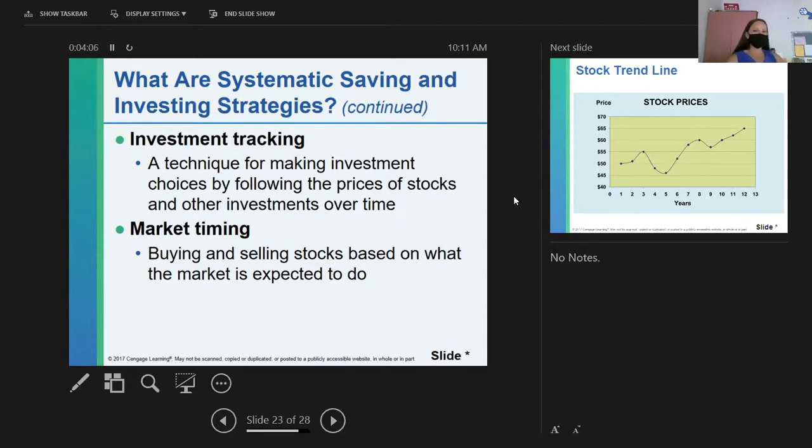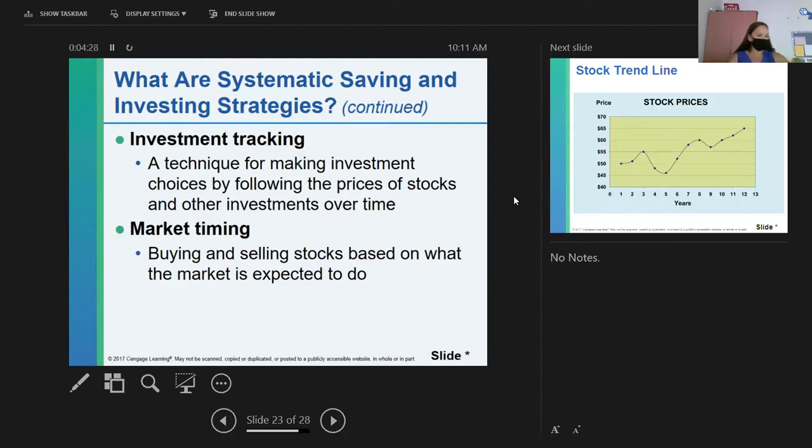Oftentimes people keep charts or graphs of some sort to kind of follow along, and we'll see that on the next slide. Market timing, we've talked about a little bit, is buying and selling stocks based on what the market is expected to do. So if you have a good understanding of the economy and general conditions of the financial market, those tend to kind of lead to good investment choices, understanding what's going on.